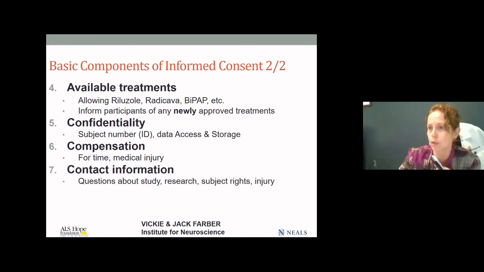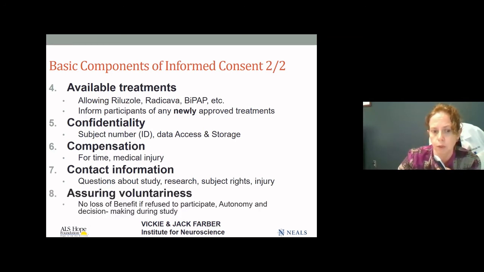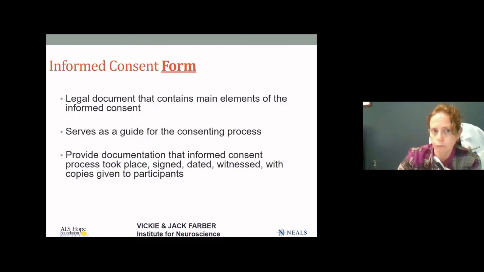And finally, what is the contact information? What are the questions about the study? If you have research questions, etc., who do you contact? How do you contact? So all of these sets of data are included. And finally, assuring voluntariness, that you will not lose any benefits. You will not lose your autonomy if you decide not to participate in a study.